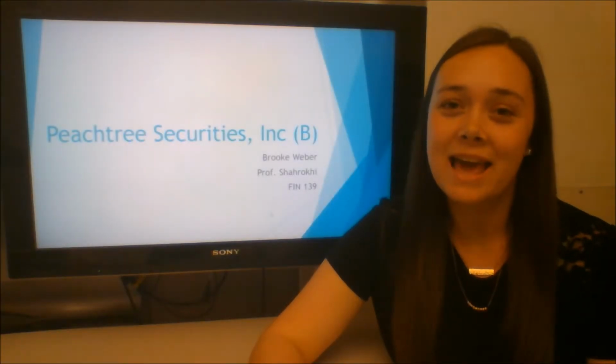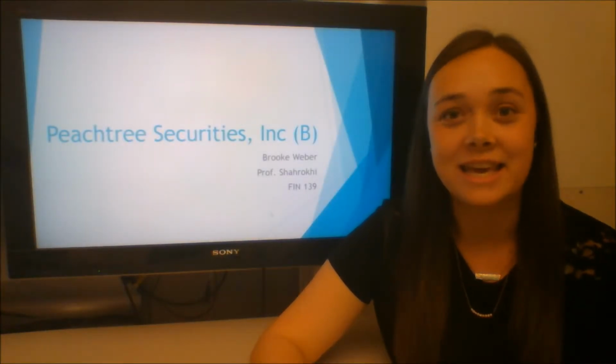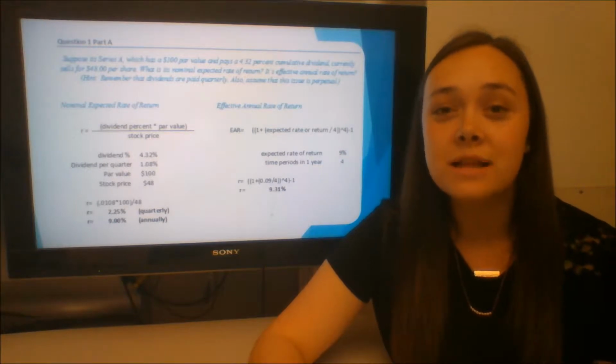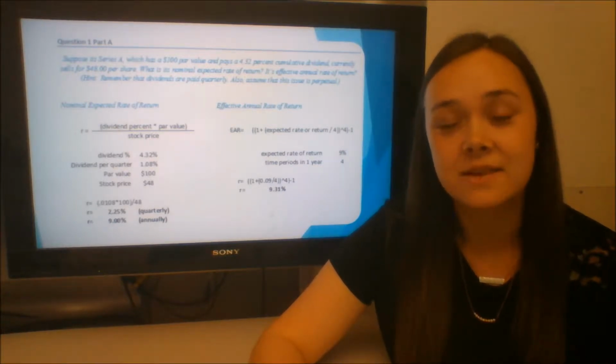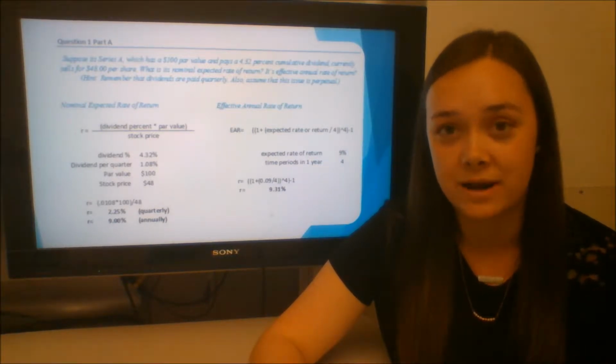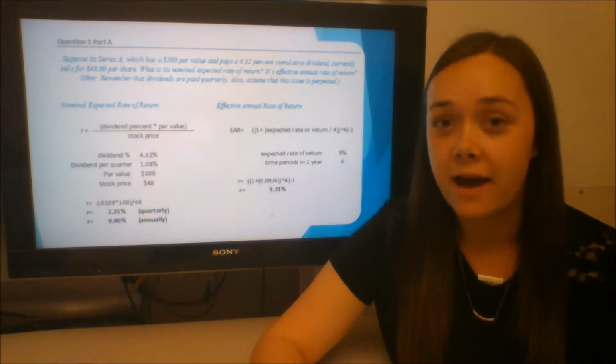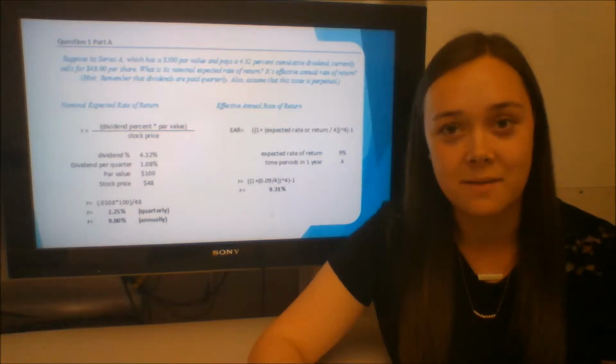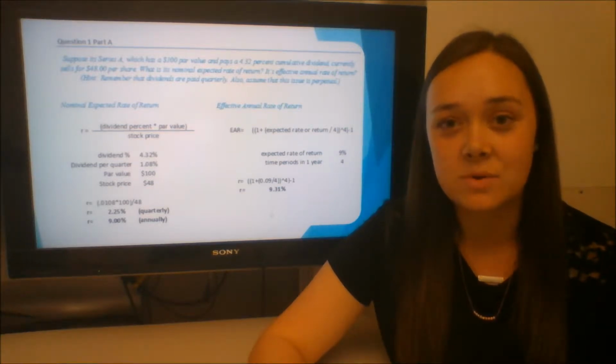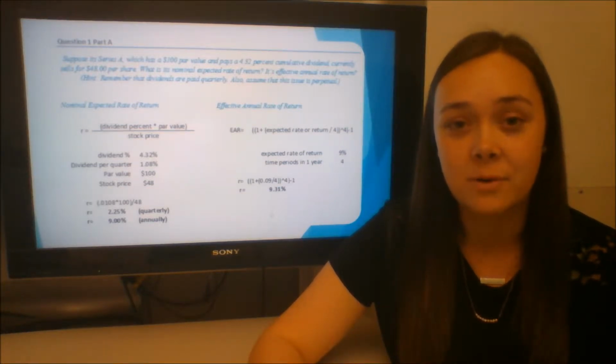My name is Brooke and I am doing Part B for the Peachtree Securities 8 case. Question 1 asked us to look into two different things. First was the nominal expected rate of return. With this, I found a quarterly expected rate of return of 2.25% and an annual rate of 9%. Secondly was the effective annual rate of return, which I found to be 9.31%.